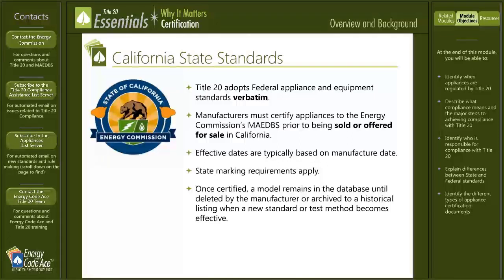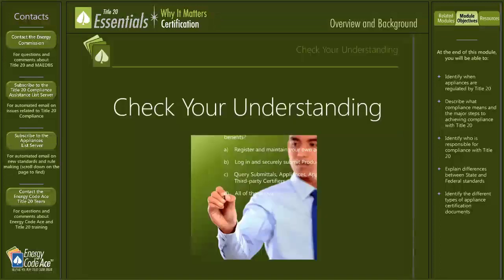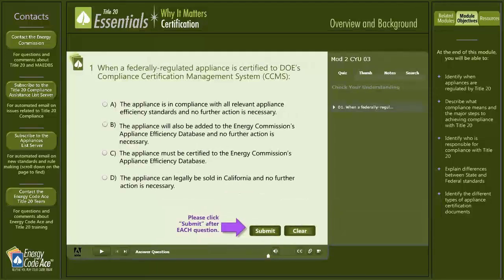Once certified, models remain in the active database until deleted by the manufacturer or archived to a historical listing when a new standard or test method becomes effective. One thing to note is that in order to successfully certify to the Appliance Efficiency Database, appliances must meet all applicable efficiency, design, and marking requirements, which vary by appliance type. So now that you have some historical context of federal and state appliance standards, it's time to check your understanding.